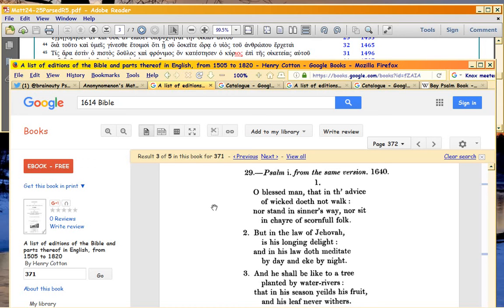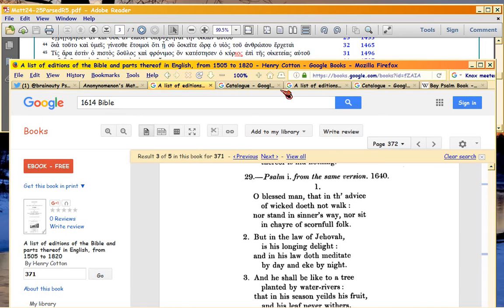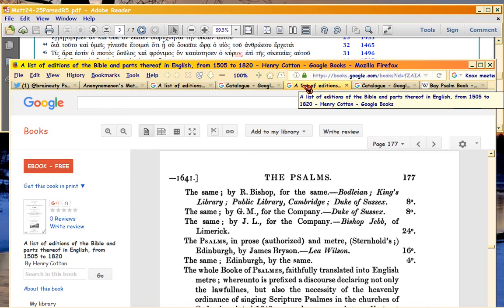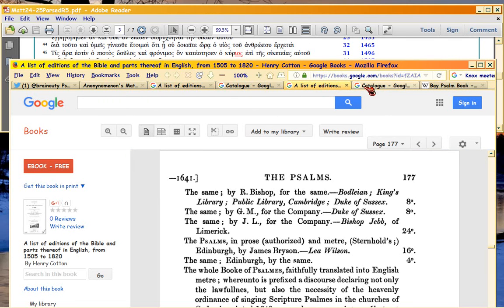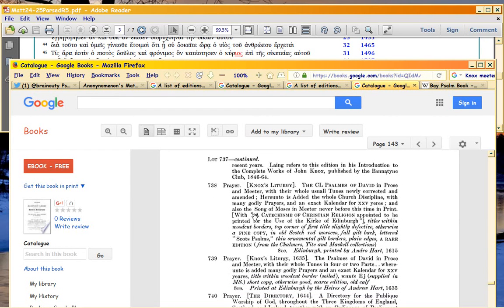But if it fell into disuse, there was a brief fad, and John Knox apparently knew about it too, because, where is it? Not here. Here. See? Knox's liturgy. Well, liturgy means that you're gonna have a cadence. He made his own translation of the Psalms of David. How much, I don't know. But see, it says in prose and in meter, spelled in the old Dutch style, with their whole usual tunes, newly corrected and amended.